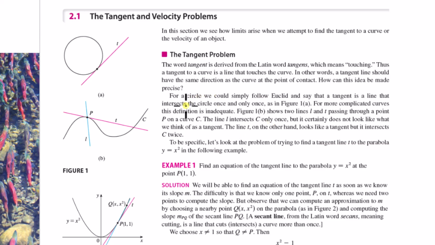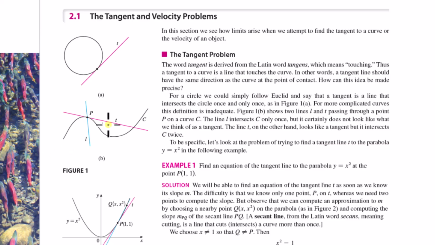Okay, so now it says for a circle, we could simply follow Euclid and say that a tangent is a line that intersects the circle once and only once, as shown in this figure. So if you're dealing with a circle, then a line is tangent to the circle if that line intersects the circle at just one point, right? If you have a line that intersects a circle at just one point, then that line must be tangent to the circle. Okay, so maybe we could extend that definition to not just a circle, but any curve.